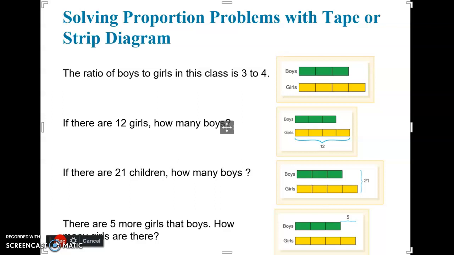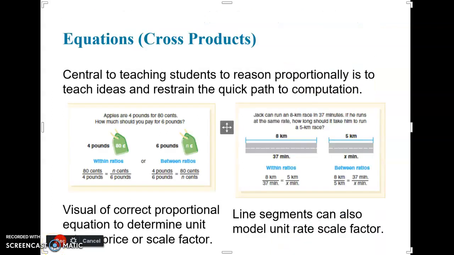So there are 5 more girls than boys. How many girls are there? So it'll be boys plus 5 gives you girls. Setting up proportions or equations and using cross products to find the missing value is sometimes considered the standard algorithm for solving proportions. To build understanding of using proportions, we need to connect students to understanding of equivalent ratios.